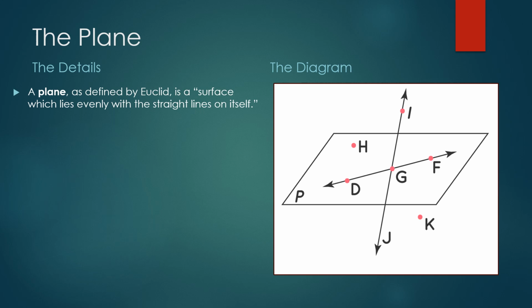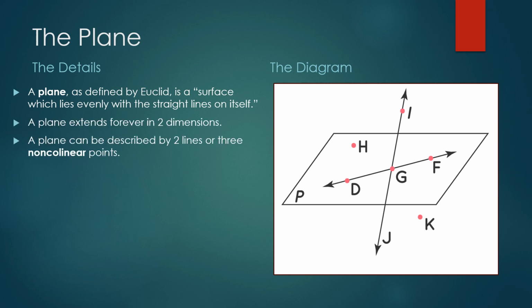Now let's go beyond that. Once you have points, you can create lines. If you have lines, you create planes. A plane, as defined by Euclid, is a surface which lies evenly with the straight lines on itself. We can think of a table surface as being a plane. Here in the diagram, this parallelogram is considered the plane. The plane extends forever in two directions. So if I had one line here and one line here, this plane would actually go on forever. All we're seeing is a piece of this plane.